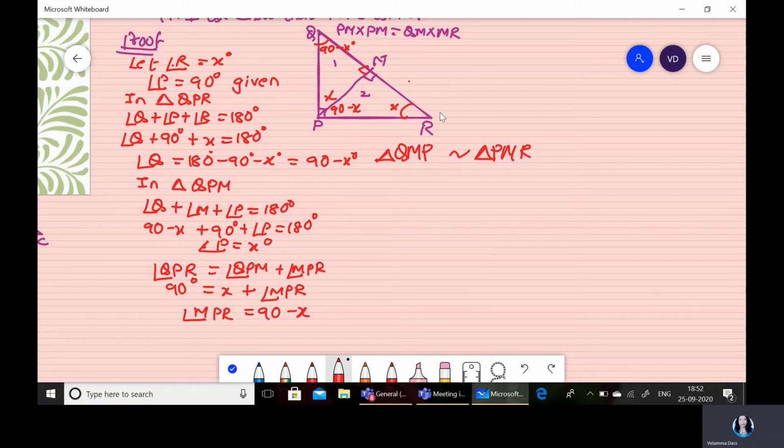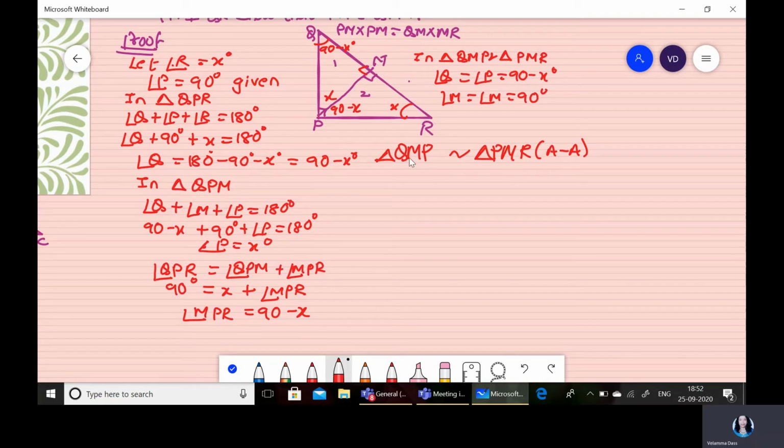So for this we need to write. Now here I have just written for your understanding. So while writing here we can write in triangle QMP and triangle MPR. So here we can say that angle Q is equal to angle P, that is equal to 90 minus x. That we have proved. We can also say angle M and angle M, they are equal, 90 degree, and therefore we say they are similar by AA test of similarity.